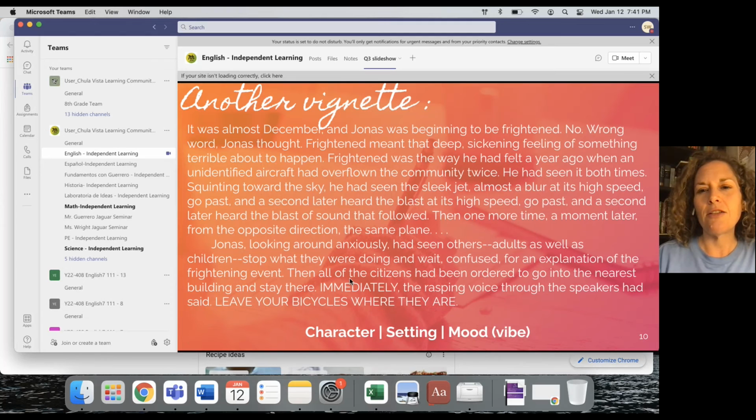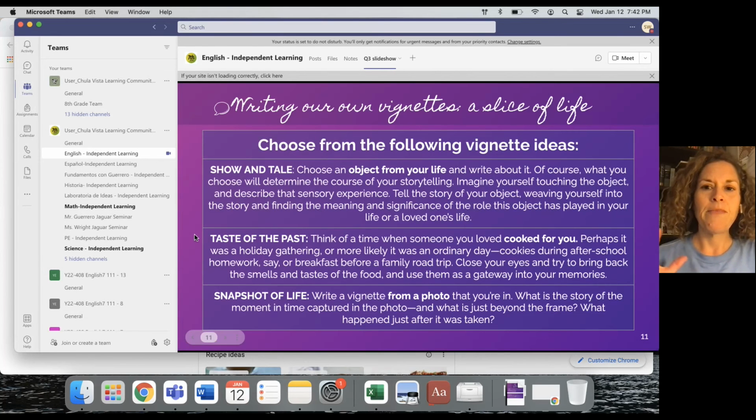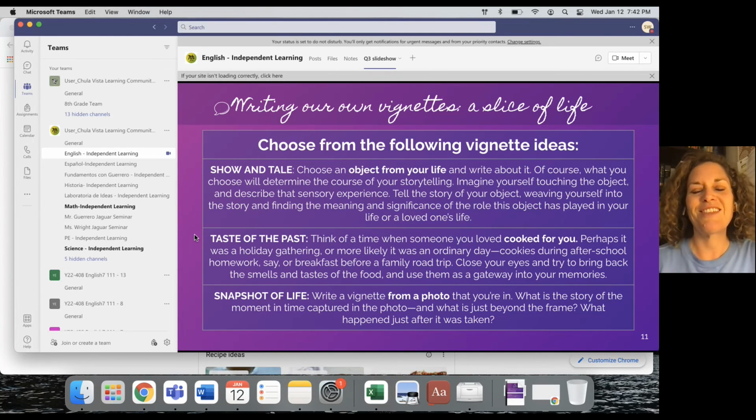And again, you're just kind of looking for details about, like, what can I understand about the setting? What do I know about a character? In this one, the main character is the protagonist named Jonas. And then what's the mood? What's the vibe? All right, so here are your ideas. If you didn't want to hear all my teaching, maybe you just skipped forward to this point.